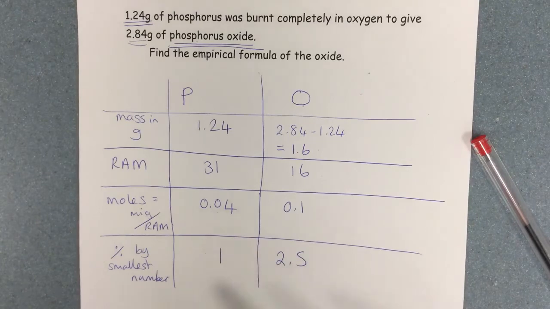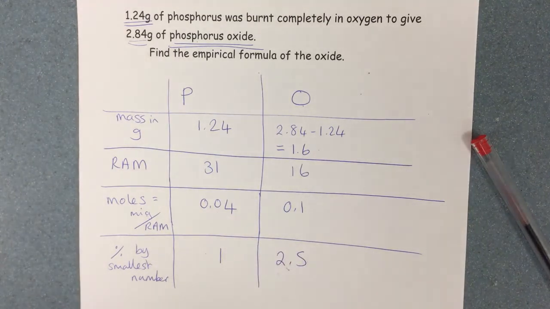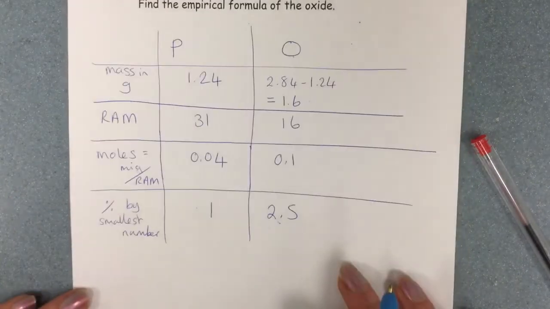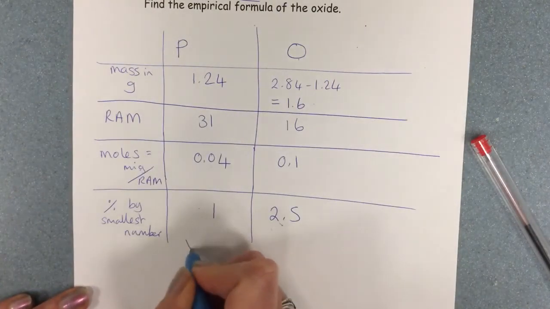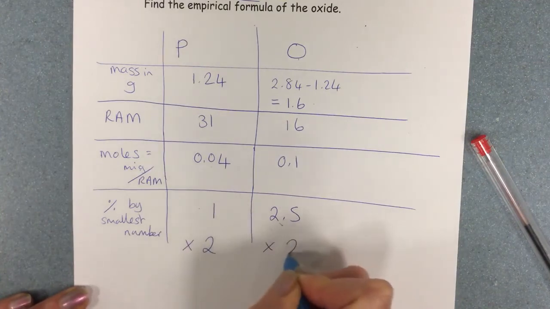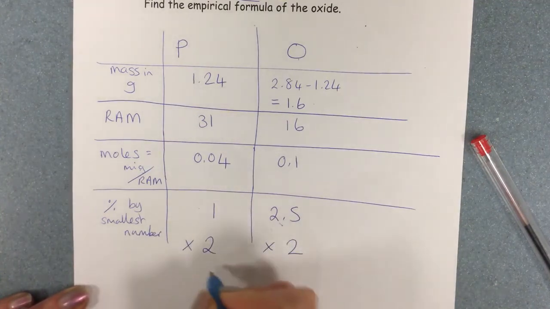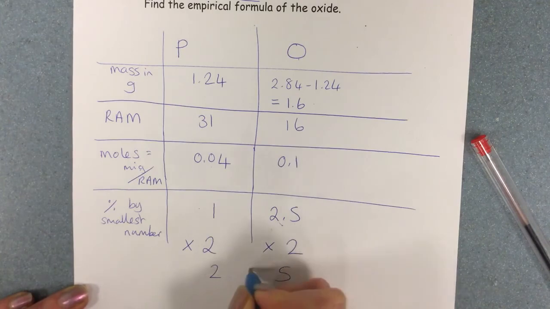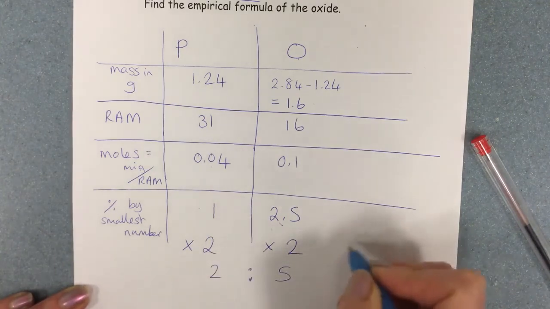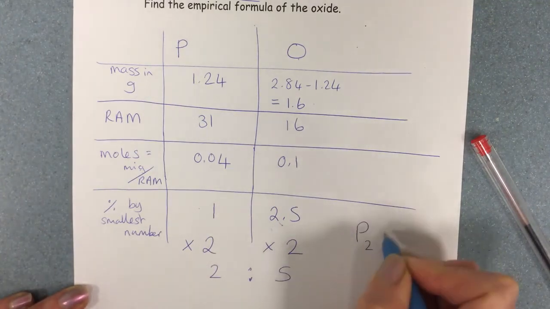And so what that tells me is that I need to multiply both of them by 2 to get whole numbers. I don't want to change that to 2 or 3 because there's no way I can possibly decide which it would be. So that's telling me it should be 2.5, and if I want to get a proper whole number ratio, I just need to take this extra step of timesing it by 2 to get 2 to 5. So my final empirical formula is P2O5.